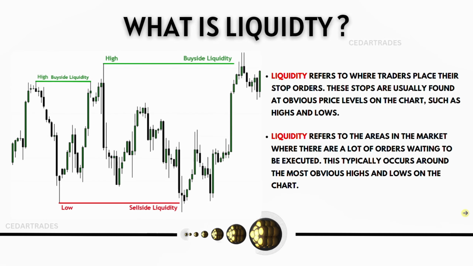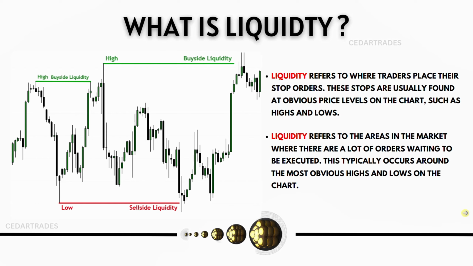Now you are probably wondering, what is liquidity? Liquidity refers to where traders place their stop orders, and these stops are usually found at obvious price levels on the chart, such as highs and lows. Liquidity refers to areas in the marketplace where there are a lot of orders waiting to be executed. This typically occurs around the most obvious highs and lows on the chart.